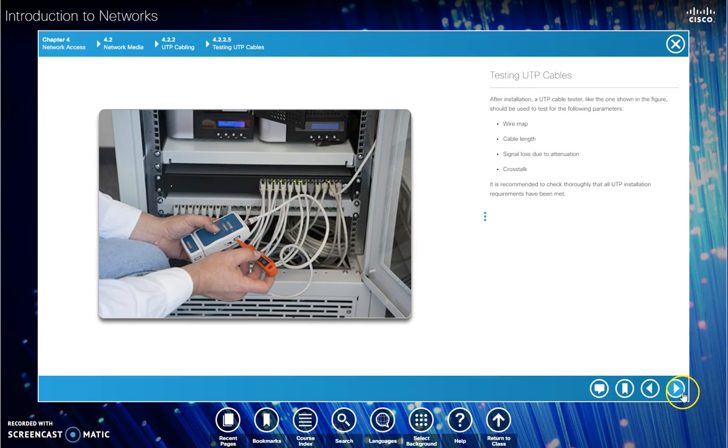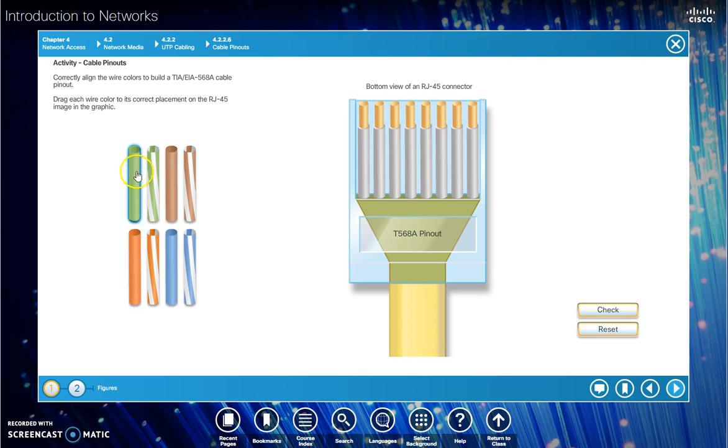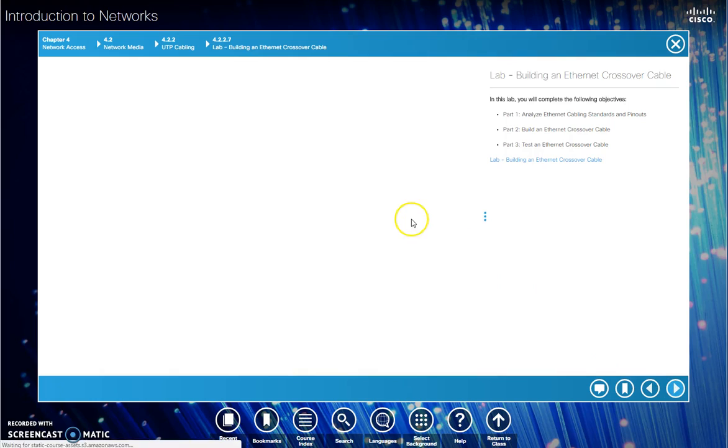Testing. We have a tester. You guys won't be able to use it. Sorry. So, here's how you'd be able to check A and B. Do it. Learn it. It's important.